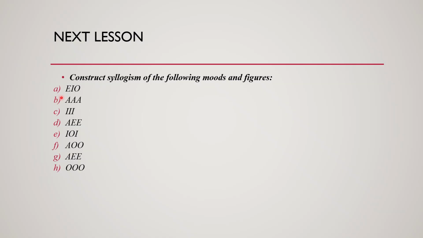Just to mention, let's take B. It has AAA, which are standard categorical forms of all S are P, all S are P, all S are P. E takes the form of no S are P, then I, and O. All of them have been combined so that you can make an argument.